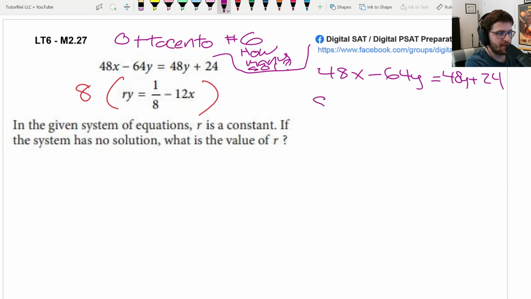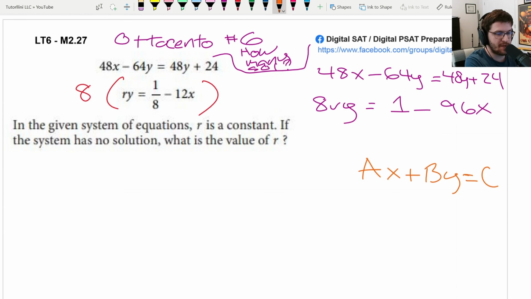Okay, so the second equation is going to become 8ry equals 1 minus, what's 12 times 8? 96. Minus 96x. Now we want to get all these equations in this kind of nice ax plus by equals c form. It doesn't have to be standard form, but it should look like that so that we can set up proportions.